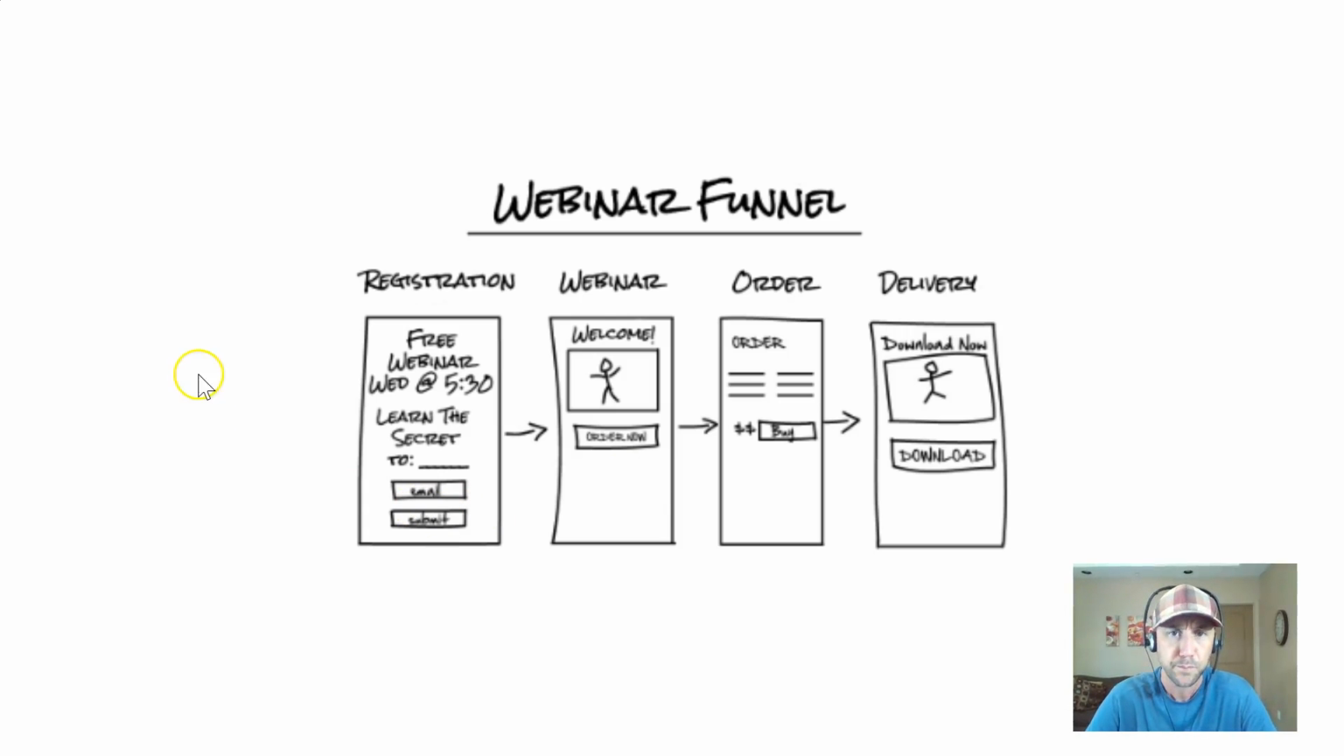So after that, they go to an order page, and this is where they get a special offer. Generally, this is going to be a time-sensitive offer. Usually, it's going to be like open for 12 to 24 hours after the webinar. And once they purchase, they go on to receive the delivery of the product. Now, this looks really simple, I know, because it is really simple. Here's where the magic happens.